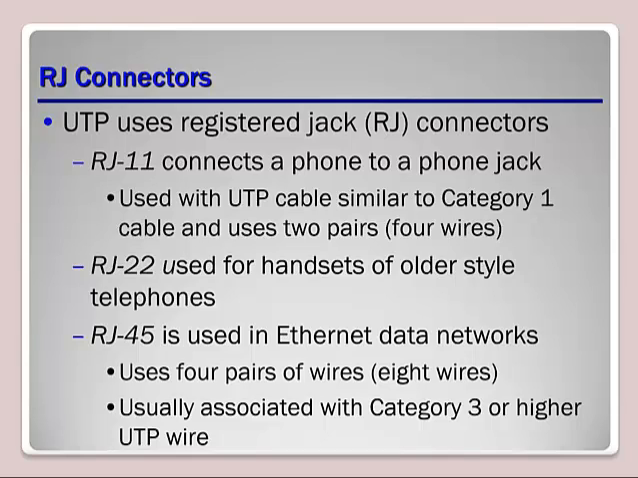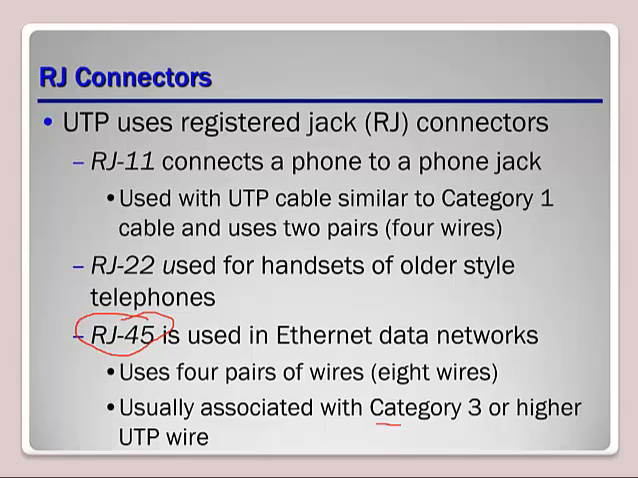RJ45 is the one that we love and use today. It's used in Ethernet data networks. It uses 4 pairs of wires for a total of 8, and it's usually associated with Cat3. When we talk about it, we don't call it category.